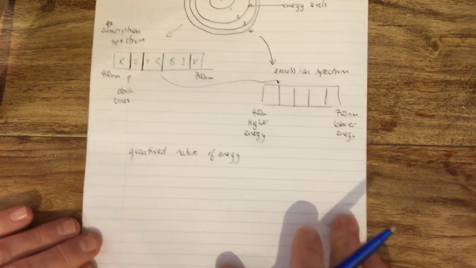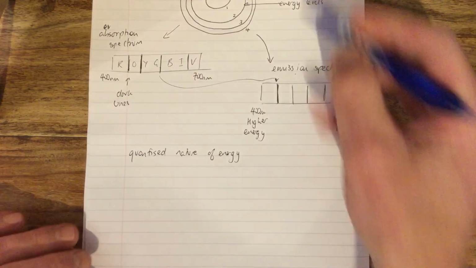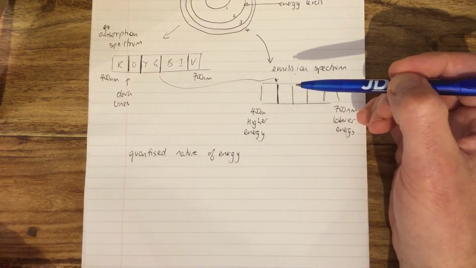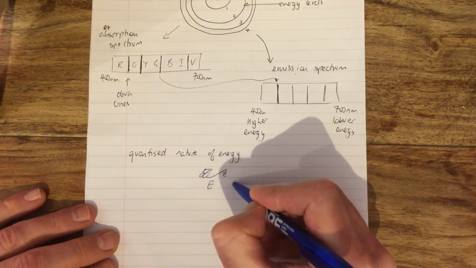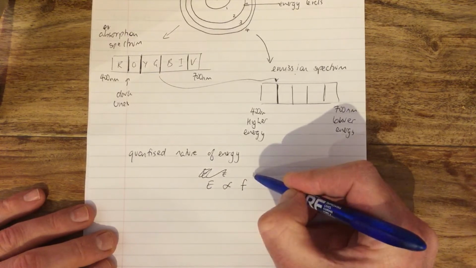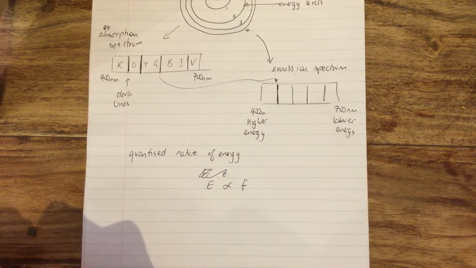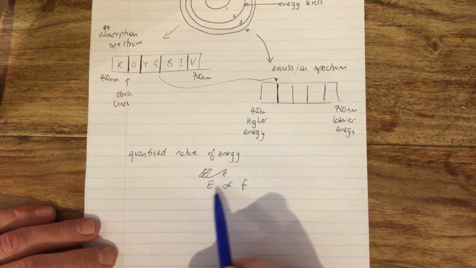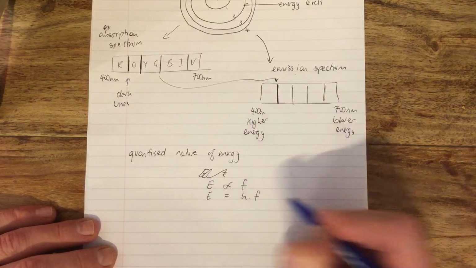Now what we can do is relate the wavelength of light emitted to the energy of that transition. What we do know is that energy is proportional to frequency. As frequency goes up, the energy goes up. So gamma rays have a very high frequency, they have a very high energy. Radio waves have a very low frequency and a low energy. Now to turn this proportional sign into a direct relationship, we put a constant in. So we now say that energy equals h times f.